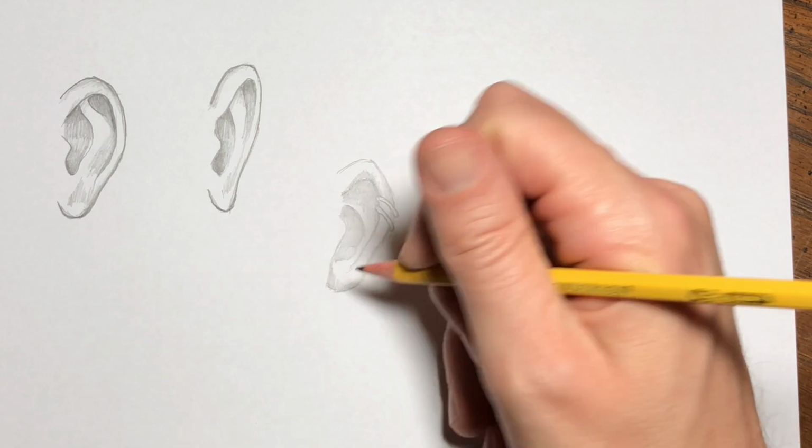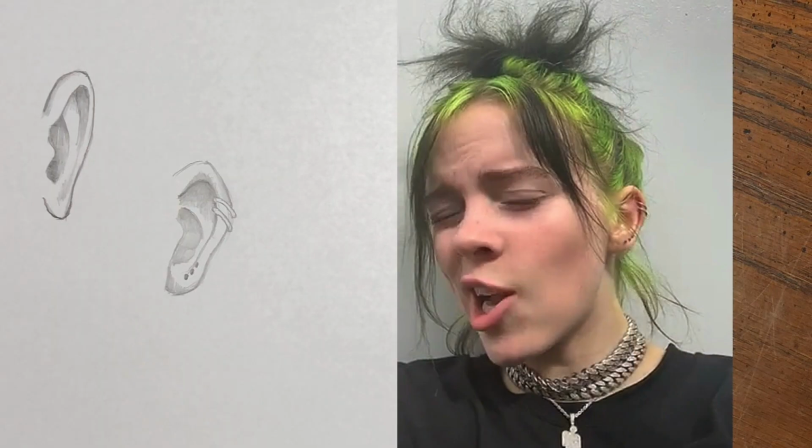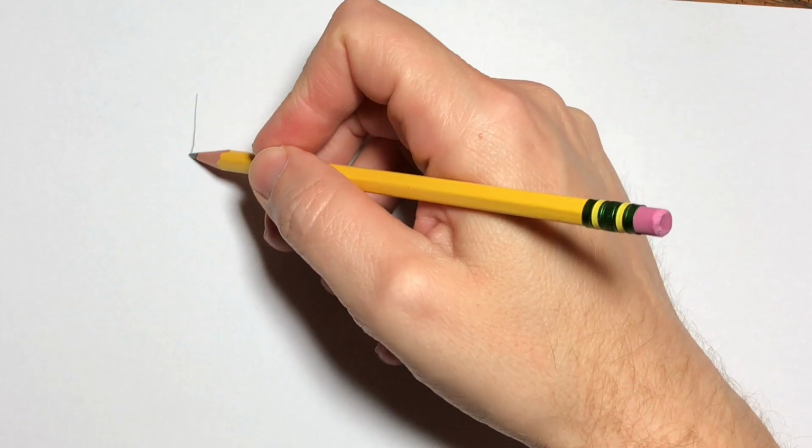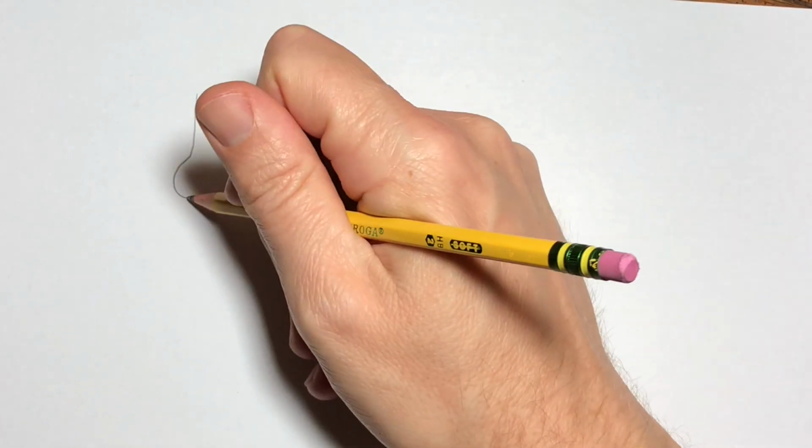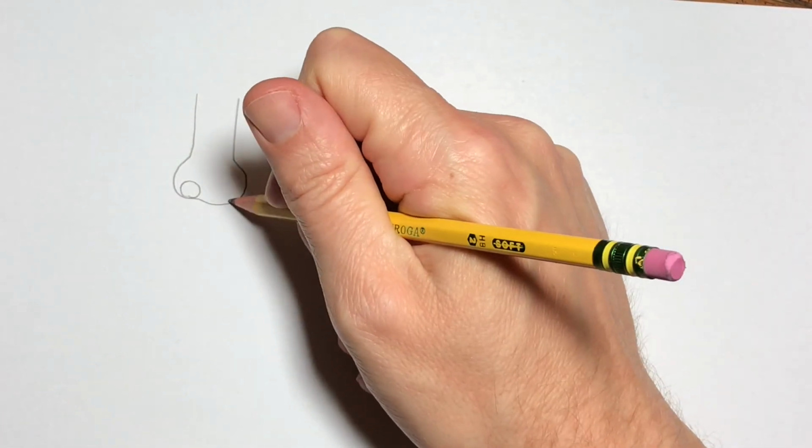So did you identify that ear? Nice job. I knew you could do it. Let's do noses next. When drawing noses, I've seen a lot of shapes that look like this. What is that?